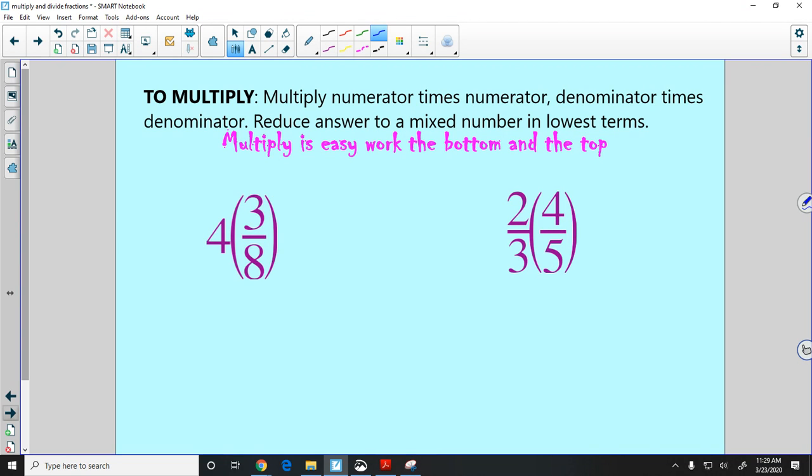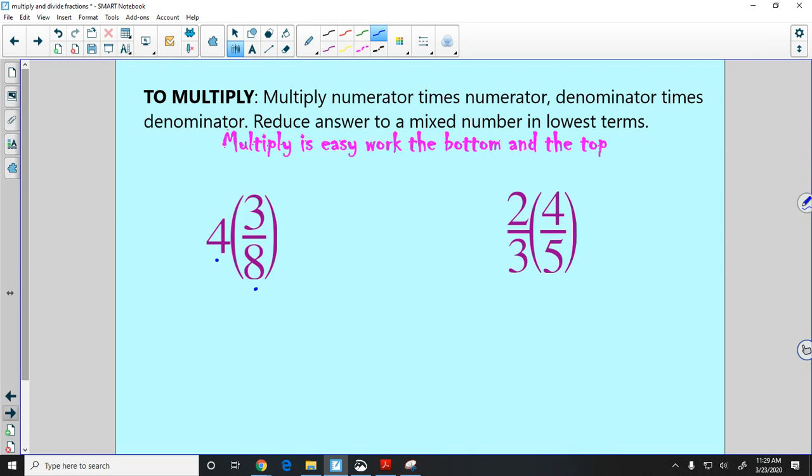All right, to multiply, multiply numerators times numerators and denominators times denominators. Reduce the answer to a mixed number in lowest terms. So multiply is easy, work the bottom and the top. All right, but here we have a whole number multiplied by a fraction.